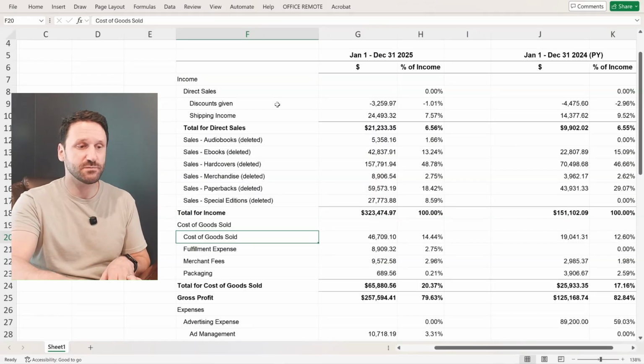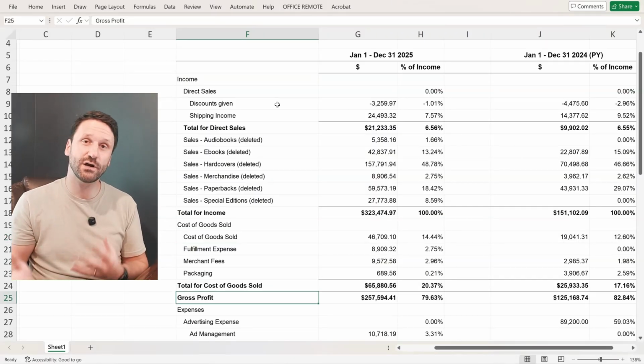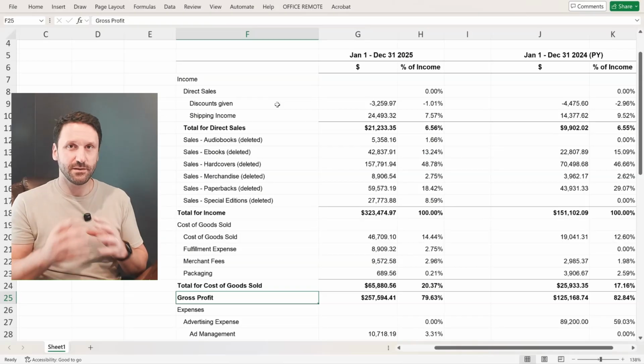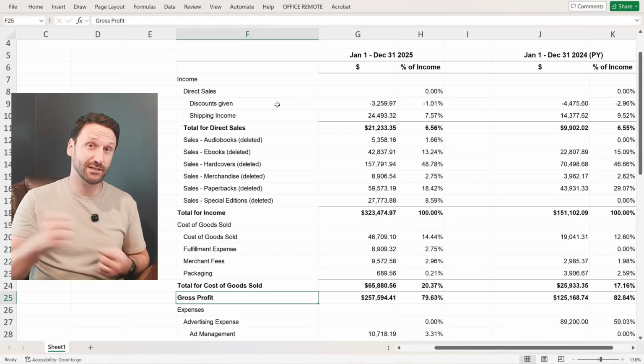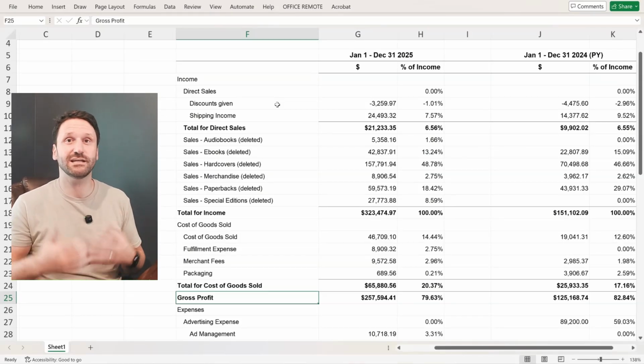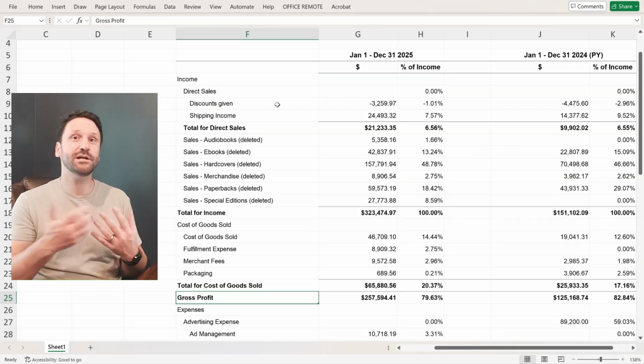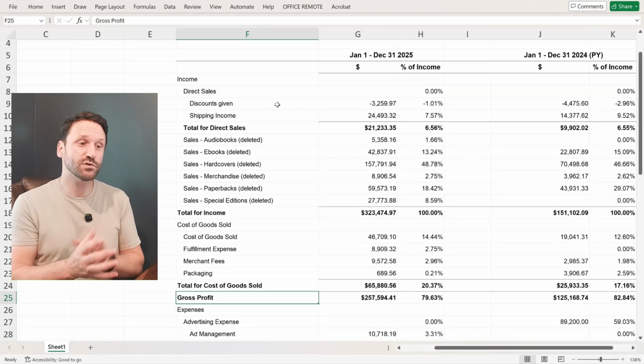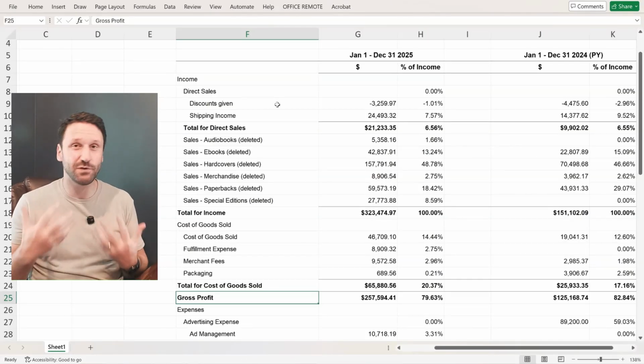The reason is because we can come down here now, we get gross profit. Gross profit is essentially the money you get to keep after selling something. Because whenever you sell a book for, say, $10, if it costs you $3 to produce that book, then your gross profit would be $7, and that's what you actually get to keep.